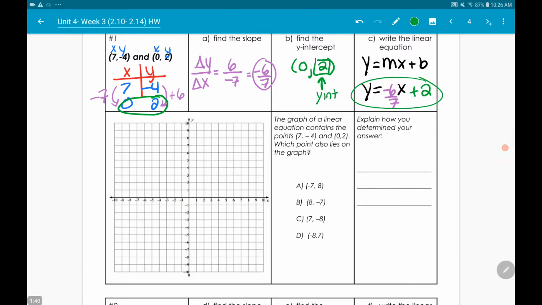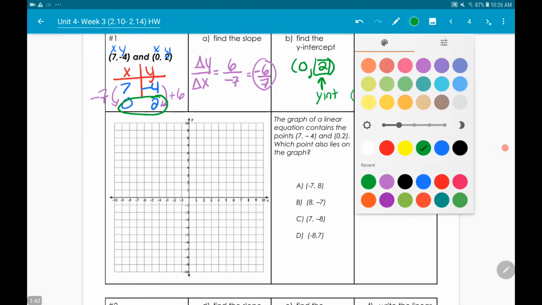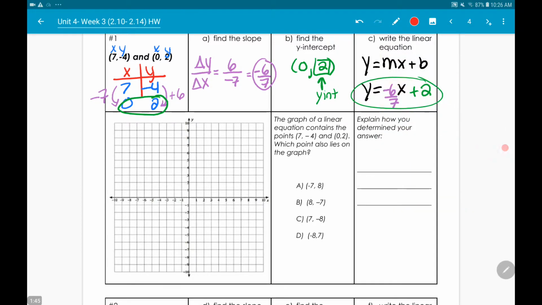All right, so now let's get to graphing. So remember, in our last video, we started with our y-intercept, so we already have that here. So 0, 2, so that means I'm going to put a dot at 2. And now my slope is -6, so that tells me down 6, right 7. So I'm going to go down 6 spaces and then right 7 spaces.